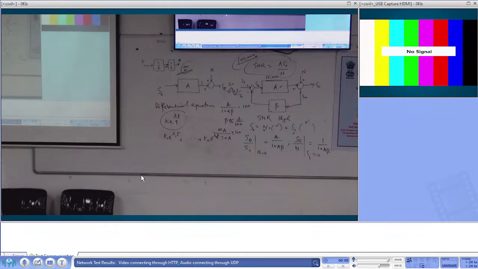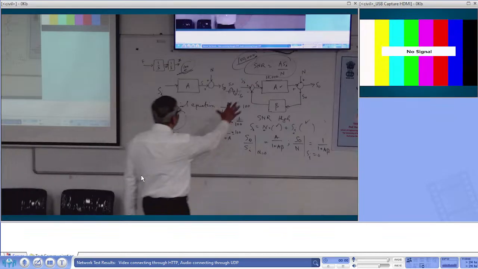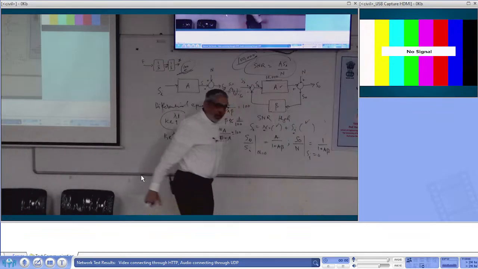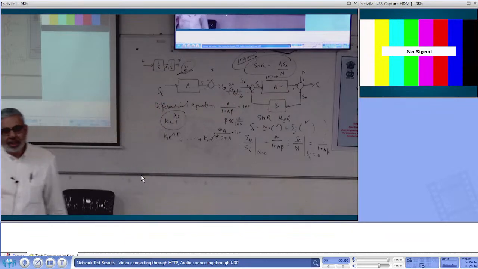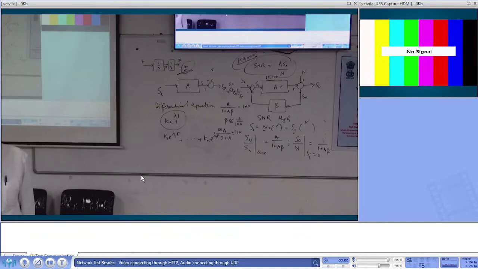So if you want to check the stability of this thing, how do you do that? You write the characteristic equation or differential equation, get the characteristic equation, solve for the eigenvalues, and make sure that every single eigenvalue is in the left half plane. This you have done.